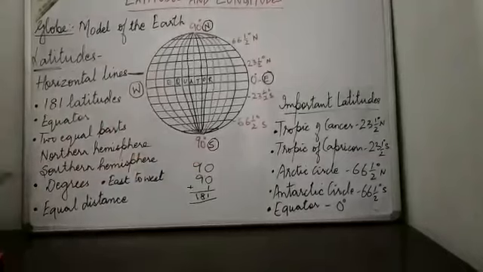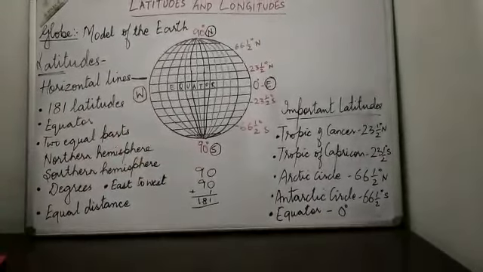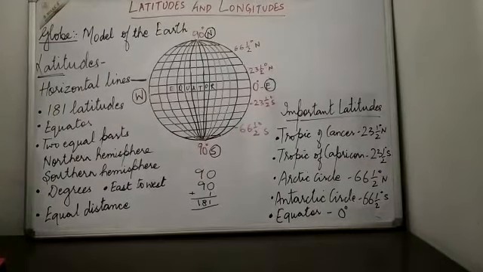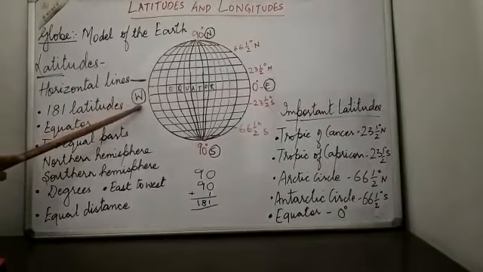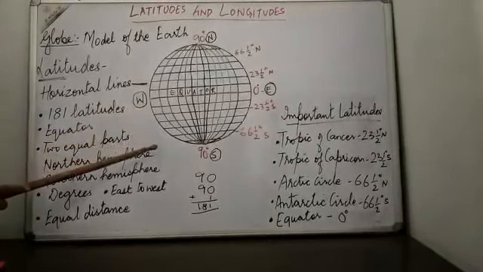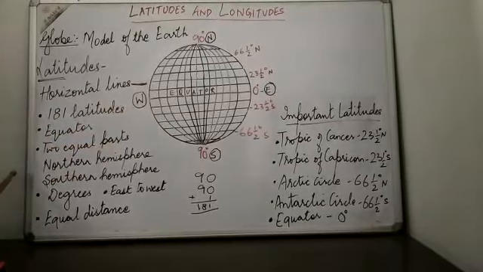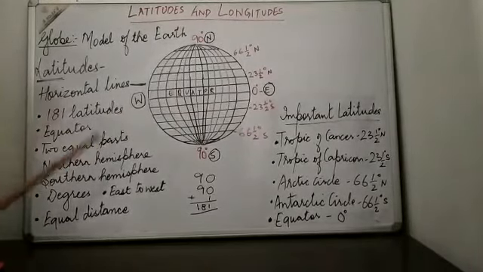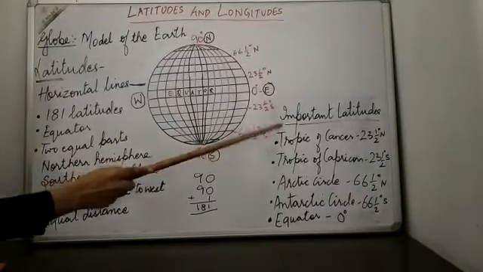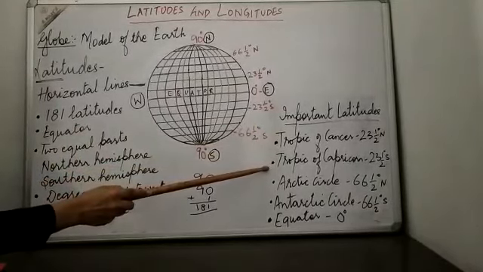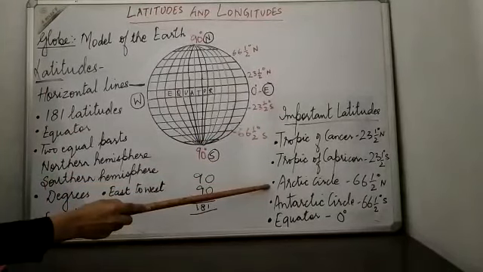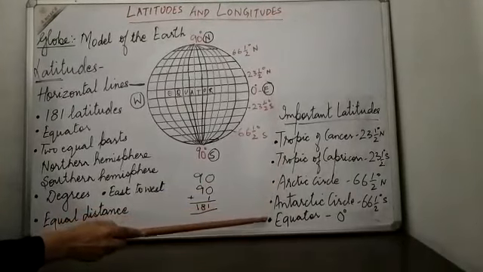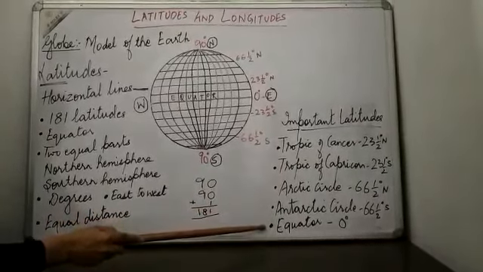These are poles. Then latitudes run from east to west. As the sun rises from east to west, they also run from east to west. Next, they are at equal distance but not of the same length. And the important latitudes are the Tropic of Cancer, that is 23.5 degree north. Tropic of Capricorn, 23.5 degree south. Arctic Circle, 66.5 degree north. Antarctic Circle, 66.5 degree south. And equator, that is 0 degree.